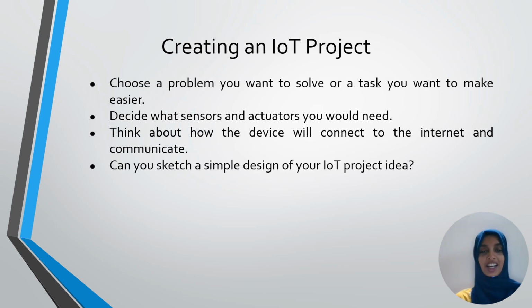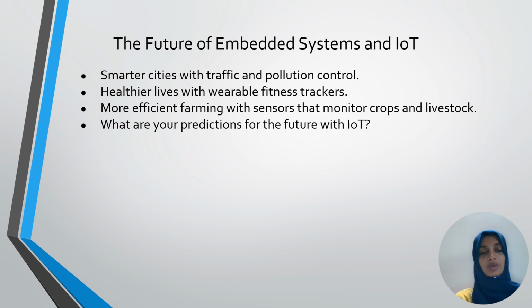I think now you have got an idea about embedded system and IoT. Now I would like to suggest creating an IoT project. For creating an IoT project you need to follow some steps. First, choose a problem you want to solve or a task you want to make easier. After choosing a problem, you need an idea about what sensors and actuators you would need to use. After this, you need an idea about how the device will connect to the internet and communicate. Once you have collected all these ideas, can you sketch a simple design of your IoT project idea?